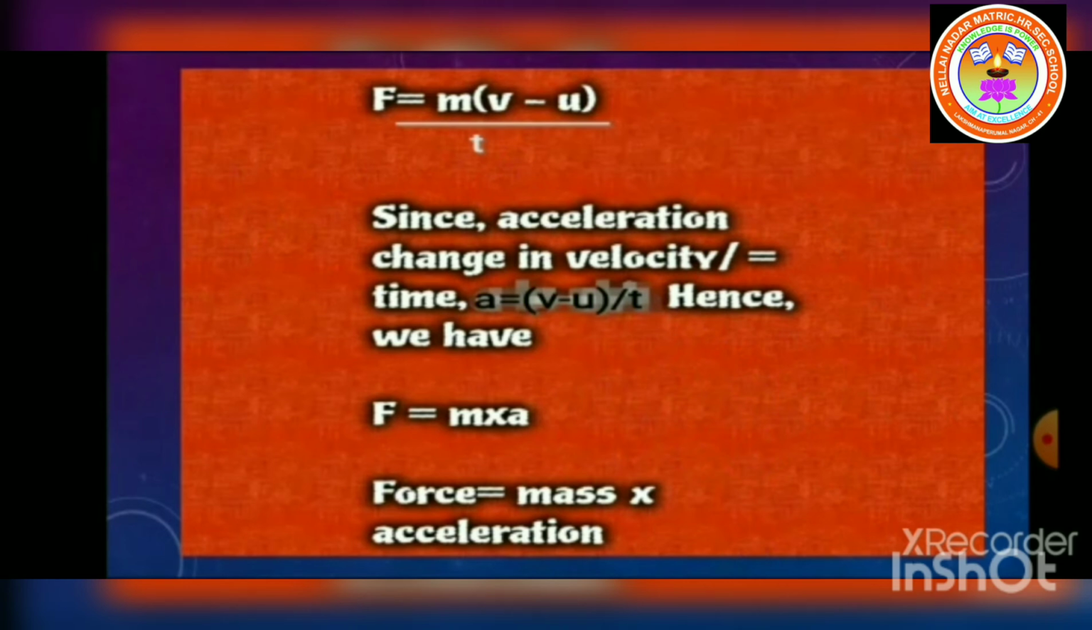Since the acceleration, that is a, is equal to the change in velocity, that is v minus u, divided by time, that is t. What is the formula of acceleration? a is equal to v minus u divided by t. Hence we have F is equal to m into a, that is, force equals mass into acceleration. We have found the Newton's second law formula through the formula of linear momentum.